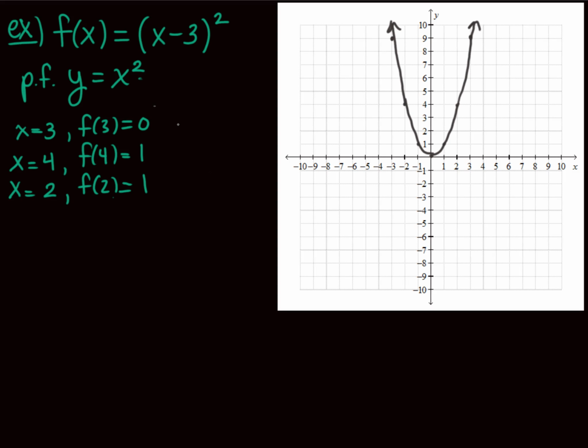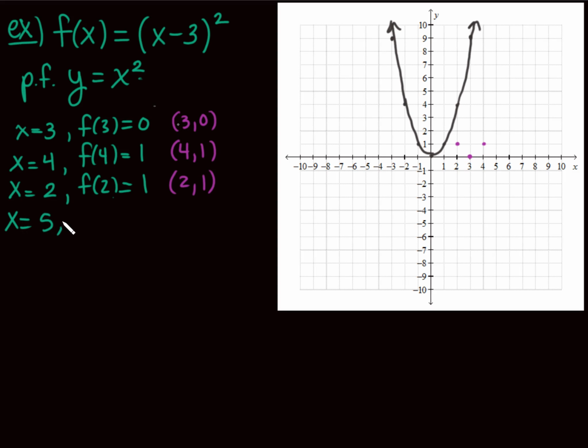So let's graph some of these points. Look at this point here. This is 3, 0. So 3, 0 is right there. This point here is 4, 1, and this point is 2, 1. We're going to deal with parabolas quite a bit later, and we'll see that it has this cool symmetry. Well, it has an axis of symmetry, but we'll talk about that later.